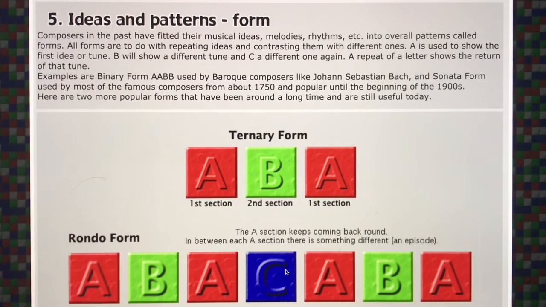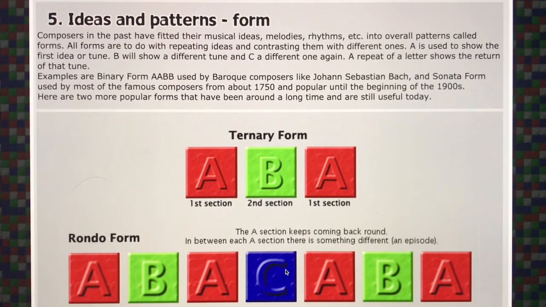Examples are binary form, AABB, used by Baroque composers like Johann Sebastian Bach, and sonata form, used by most of the famous composers from about 1750 and popular until the beginning of the 1900s. Here are 2 more popular forms that have been around a long time and they're still useful today. So ternary form, so you have first idea, first melody, then second idea, B, and then the first one repeats again.